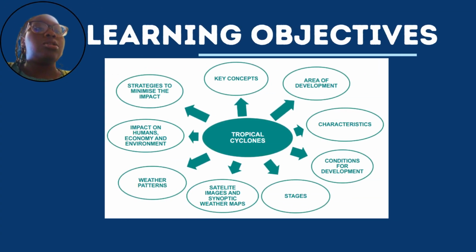Right. So some of the things that we will learn in today's video include looking at the key concepts of tropical cyclones. We'll look at the area of development, the characteristics, conditions for development, stages. We'll look at satellite images and synoptic weather maps. We'll look at weather patterns, impact on humans, economy and environment, as well as strategies to minimize the impact. So it's quite a lot that we have to cover, but I'll try to explain them well enough.